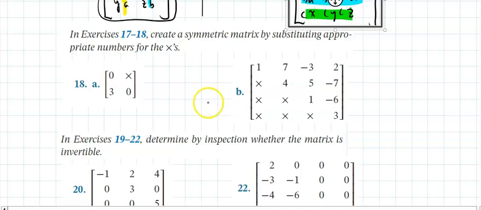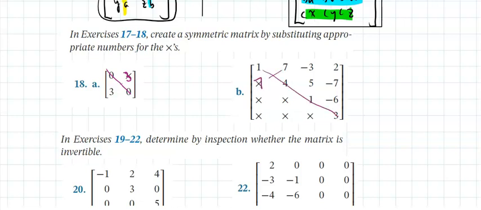I would like to make this a symmetric matrix. If you recall what a symmetric matrix is, a symmetric matrix is a matrix in which when you take the rows and columns, you get the same thing. So A and A transpose are literally the same thing. So if I make this a 3, basically go across the diagonal and just make sure that they match. Make that a 7, make that a negative 3, make that a 5, make that a 2, make that a negative 7, make that a negative 6, and there it is.